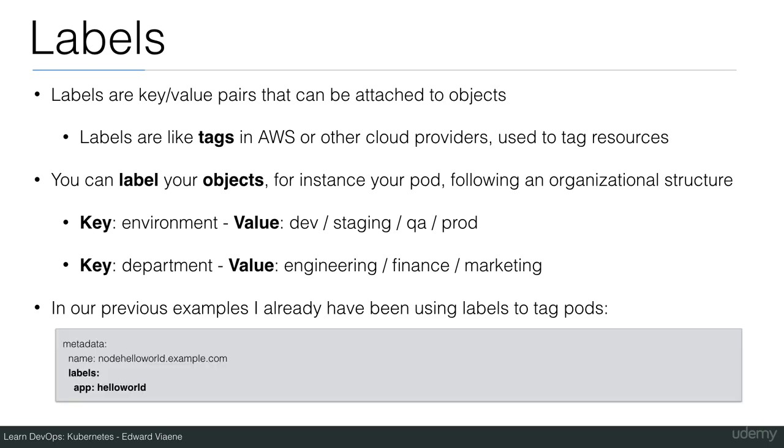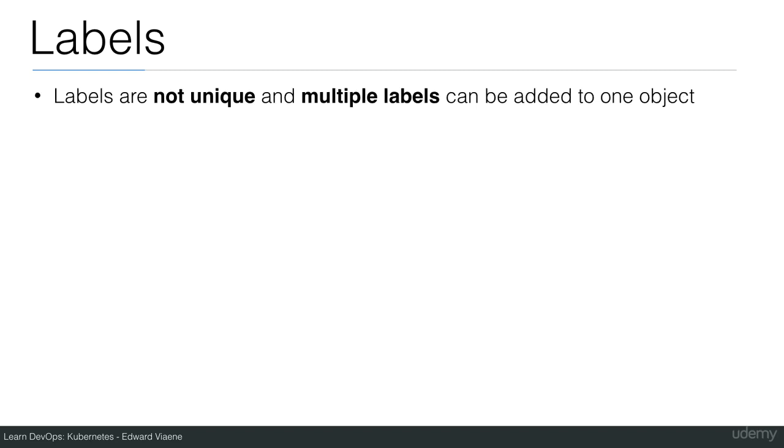In our previous examples, I have already been using labels to tag pods. This is how it looks. I always added labels, for instance, the app Hello World. Labels are not unique and multiple labels can be added to one object.